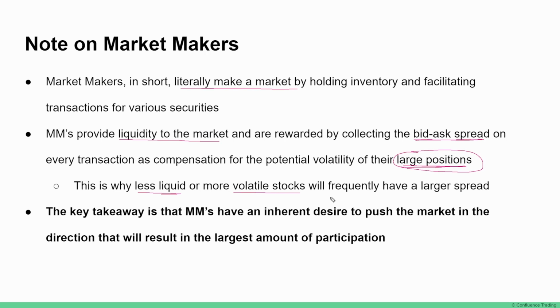The key takeaway here, as it relates to the order book, is that market makers have an inherent desire and an inherent bias to help push the market in the direction that will result in the largest amount of participation, right?